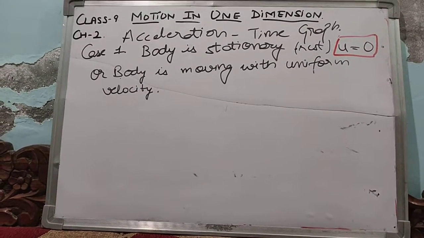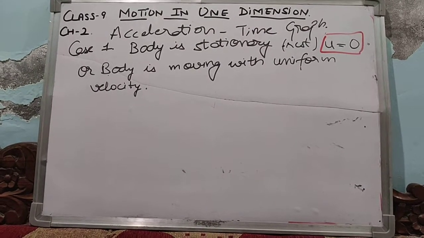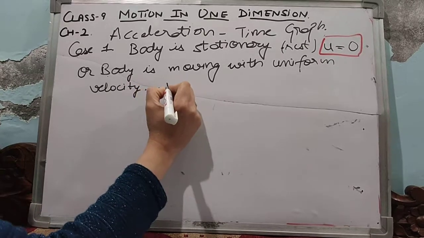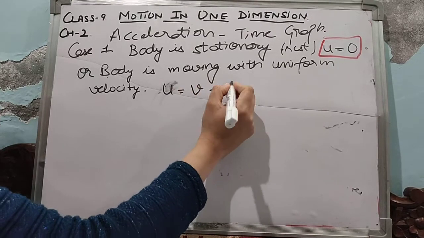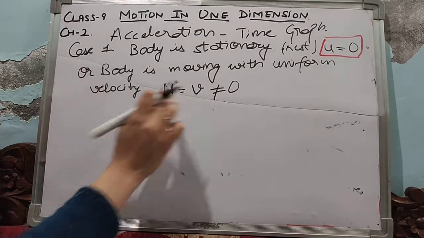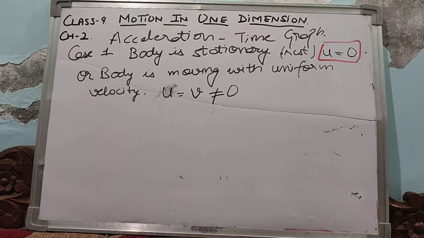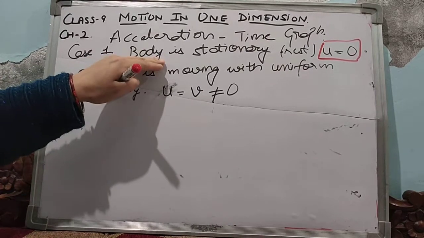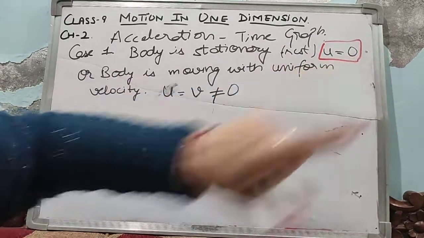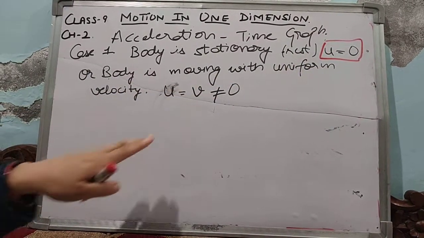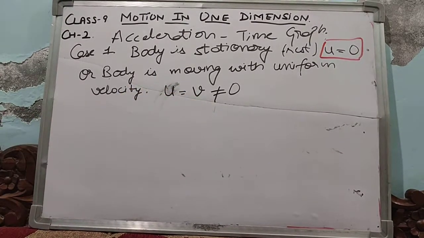Now, what do you mean by uniform velocity? I have told you that it means equal velocity changes in equal intervals of time. So you can say that initial velocity u is equal to final velocity, and that is not equal to 0. Remember one simple thing: when a body is not moving, your u will be equal to 0, and when the body is moving, there is a certain change in velocity, right?